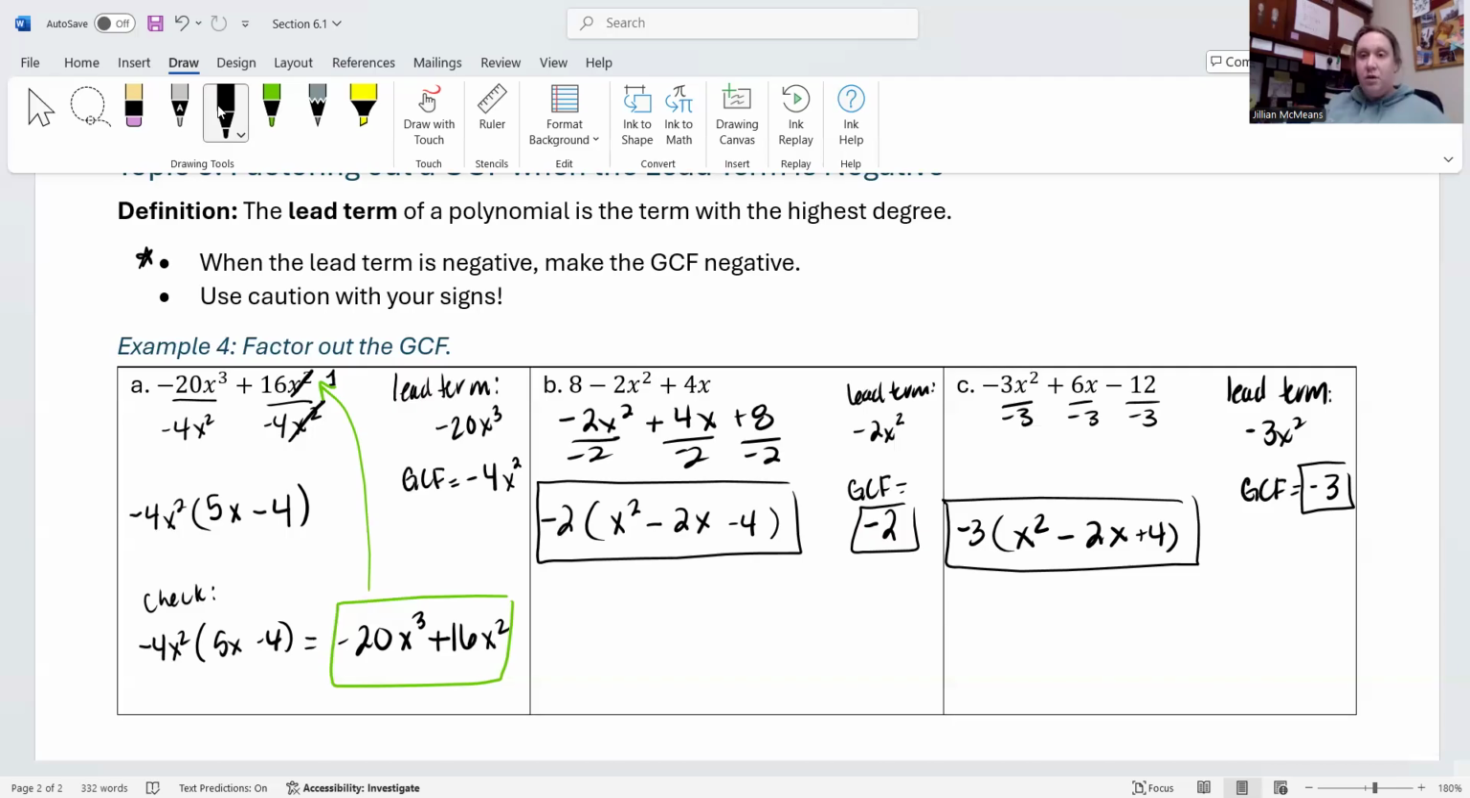So understand that if your polynomial has a negative lead term, your GCF also needs to be negative. It's just kind of how we do it in math, okay? Last up, we will talk about factor by grouping.